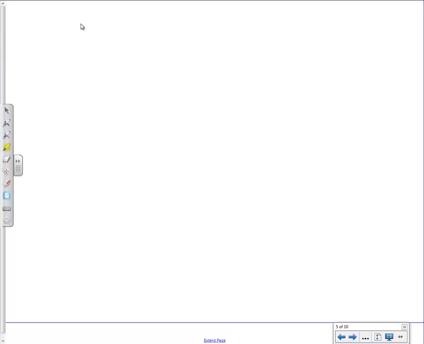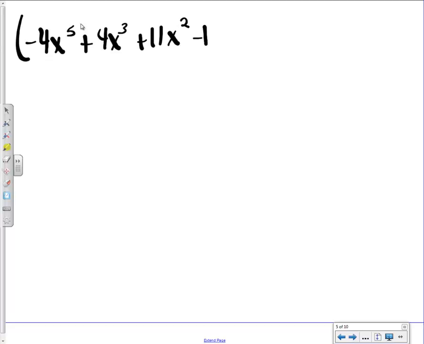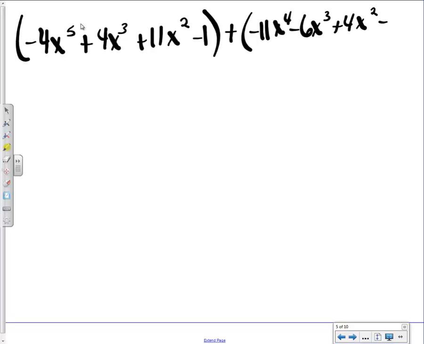Okay, this one is going to be -4 x to the 5th plus 4x to the 3rd plus 11x squared minus 1, plus negative 11x to the fourth minus 6x to the third plus 4x squared plus 5. Okay, lots and lots of pieces here. Not everything matches, but some of them do.